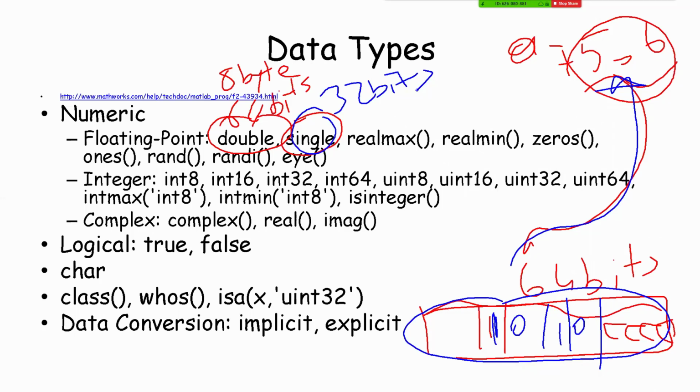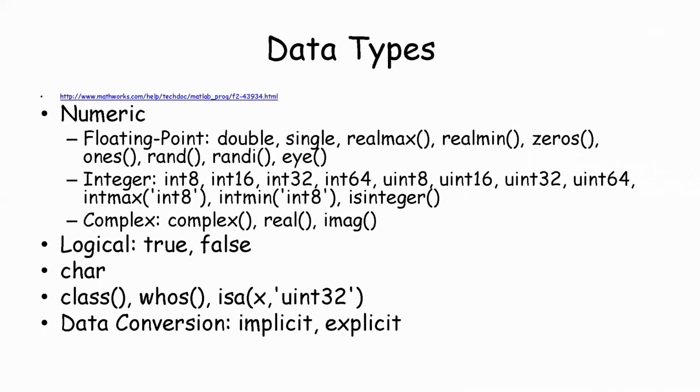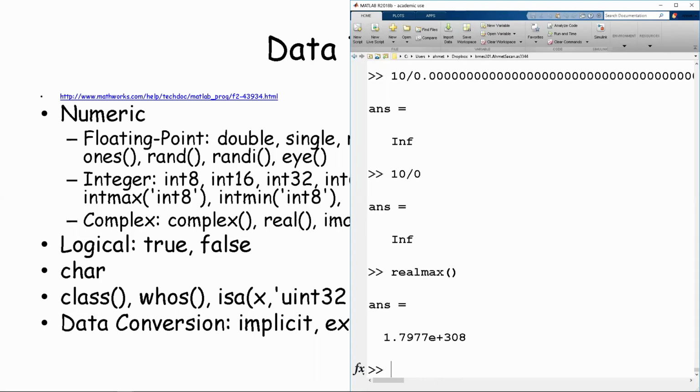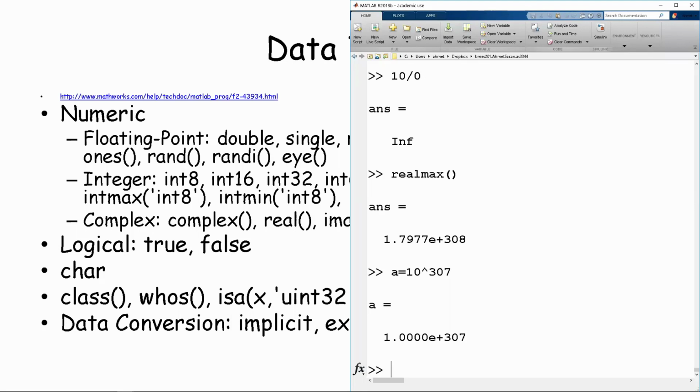You have less precision. You cannot store as large of numbers as you can with the double, or as small of numbers as double. Real max is a function that will tell you the largest number you can represent in MATLAB using the double data type. Real max, it's a function. 10 to the power 308 is the largest number we can store in a double data type. So if you say A equals to 10 to the power 307, you are able to store it. But if you say 309, you cannot store it. MATLAB will replace that with infinite.